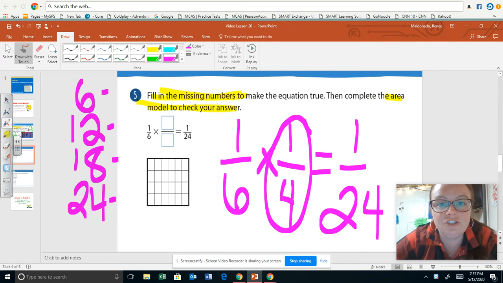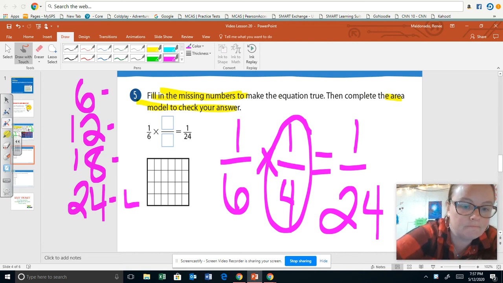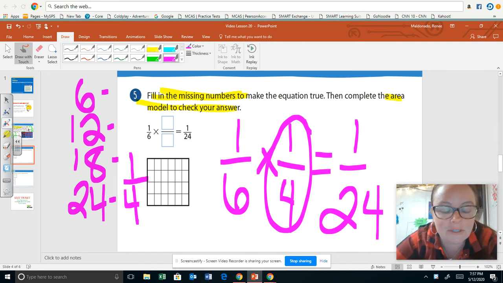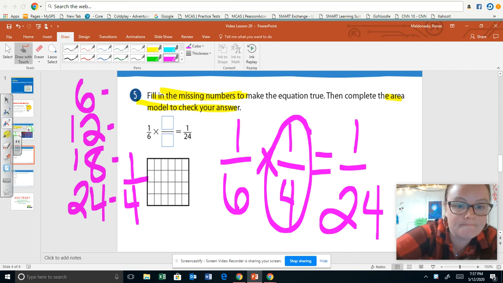So now we need to shade it in. So let's take a look here. So let's see how many rows. 1, 2, 3, 4. There's 4 rows. Okay, so I'm going to shade in 1 row out of 4 to represent 1/4.